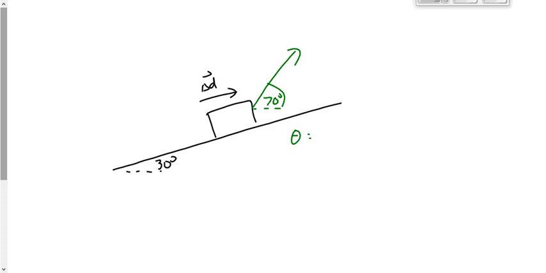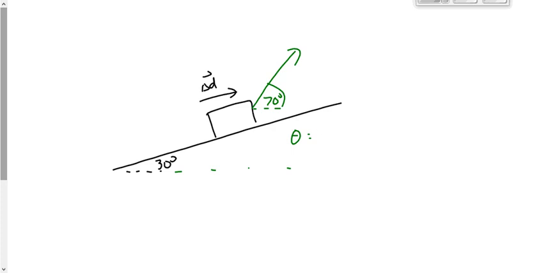Is the angle this one right here? That's definitely not perpendicular to the inclined plane. That's parallel to the ground, like parallel to this one down here. So what's my theta? No, it's not 70. What is it?